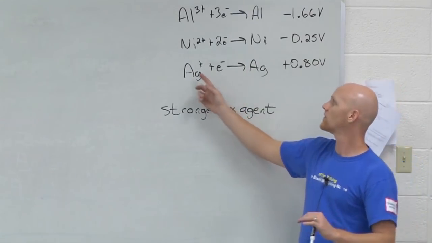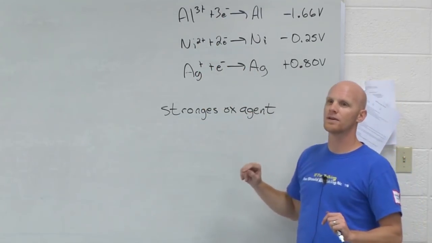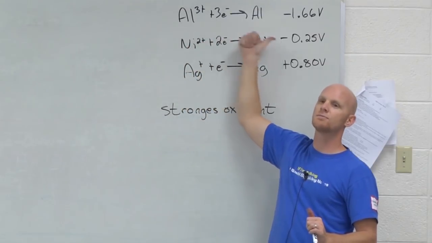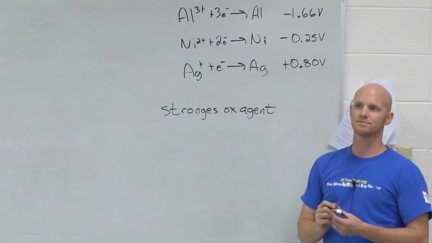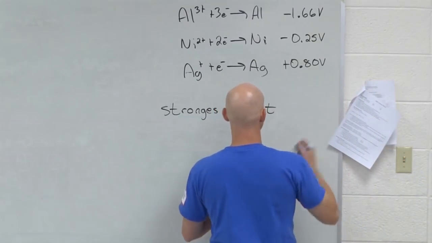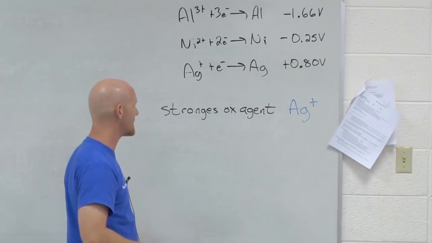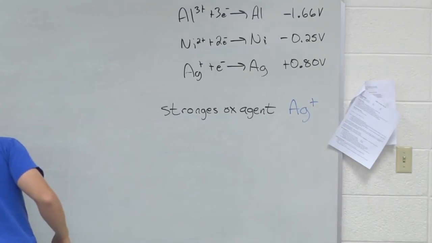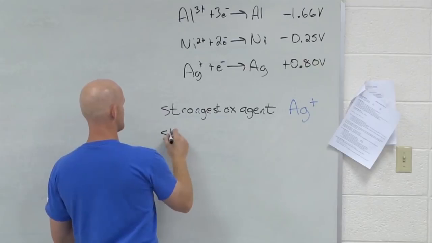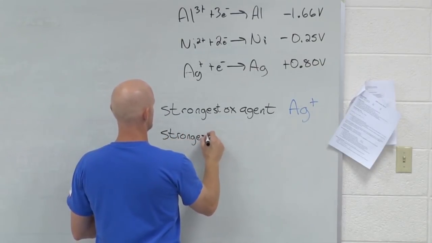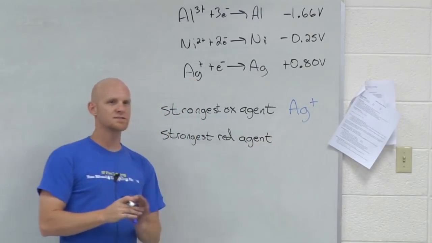The key is, oxidizing agents can only be a species that gets reduced. And so the strongest oxidizing agent is whichever one gets reduced most spontaneously. Which of these 3 gets reduced most spontaneously? Ag+. And Ag+, out of these choices, is definitely our strongest oxidizing agent. Let's go the converse as well. Strongest reducing agent, or strongest reductant.